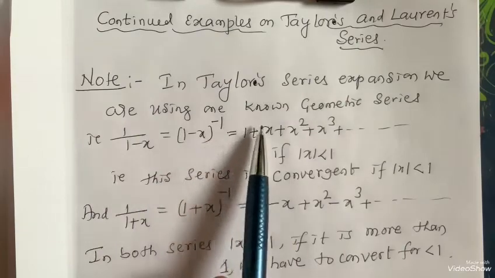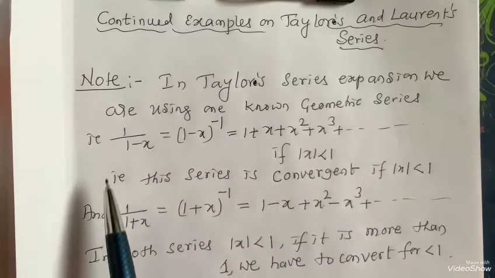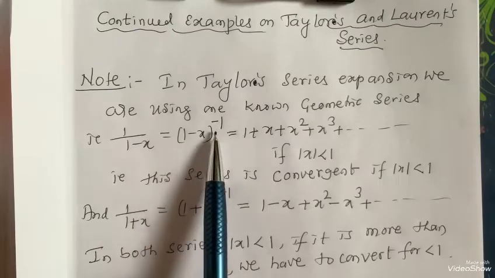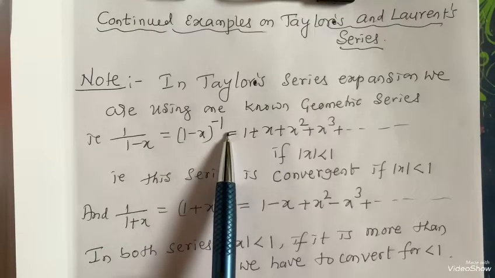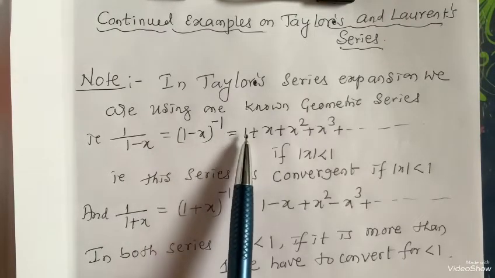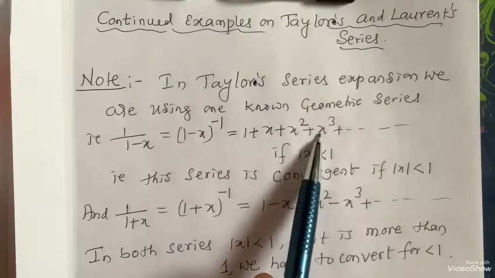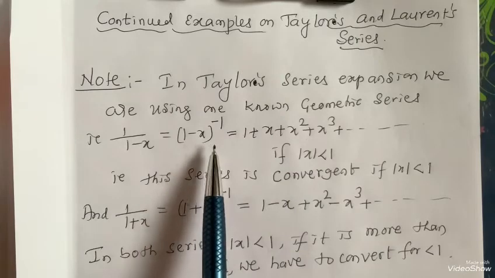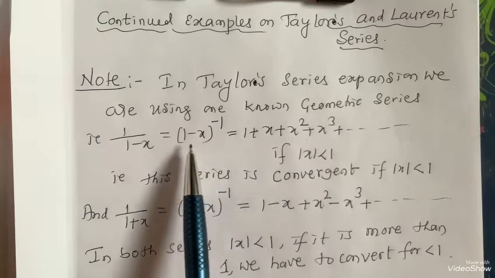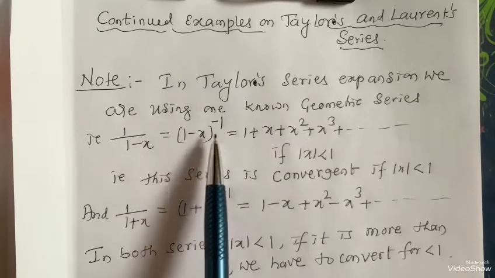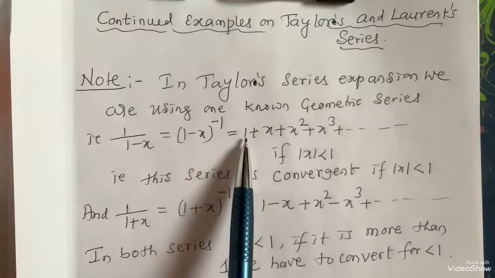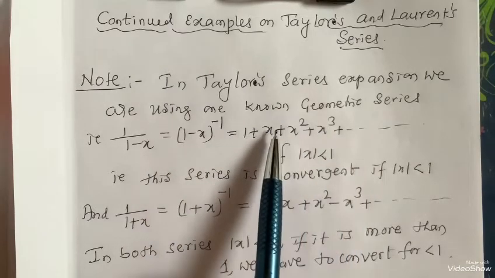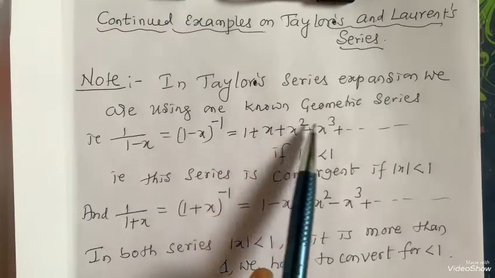We are using one of the known geometric series, 1 upon 1 minus x. It is nothing but (1 minus x) raised to minus 1, which is equal to 1 plus x plus x square plus x cube and so on. I think you already came across this even in differential equations. Please remember this (1 minus x) raised to minus 1: all terms are plus, with powers 0, 1, 2, 3 and so on.